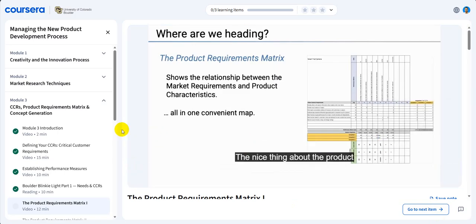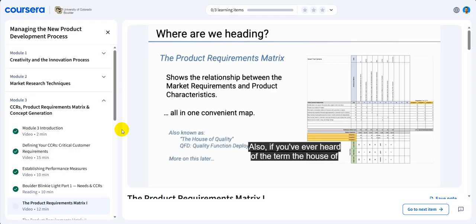The nice thing about the product requirements matrix is that you can put a lot of information all on one convenient map, and that helps us drive the right kinds of product that we need to make customers happy. You'll see where we're going here. Also, if you've ever heard of the term the house of quality, or something known as a QFD, a quality function deployment, this is exactly the same thing, maybe with one slight twist, but more on that later.